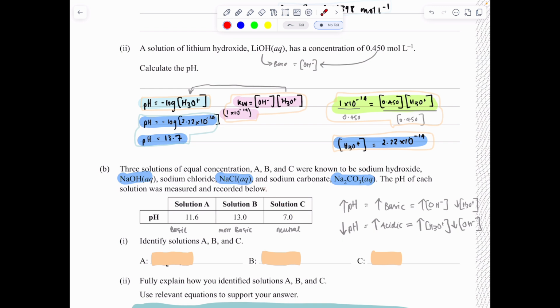Okay, which leaves us with sodium carbonate. So sodium carbonate is a salt, like sodium chloride, okay? Both of these are salts. However, with sodium carbonate, it has a 2-step dissociation process. First, it splits up into its ions. Then the carbonate acts as a weak base, which then is able to produce some OH- ions, and we're going to see that very soon. So it must be solution A.